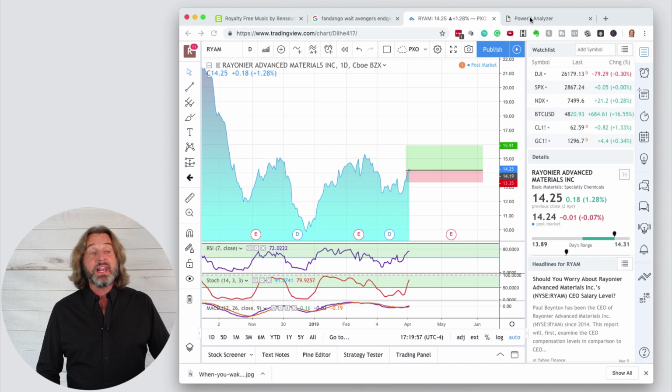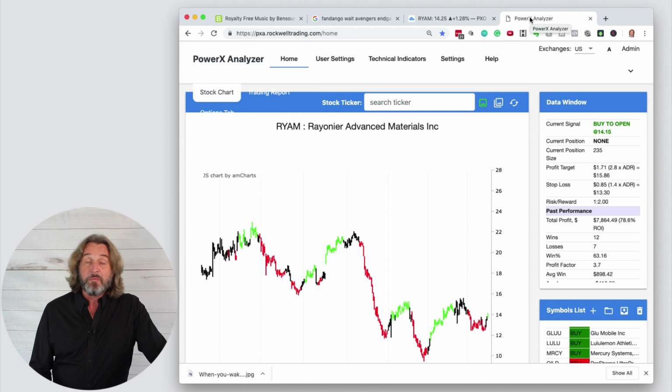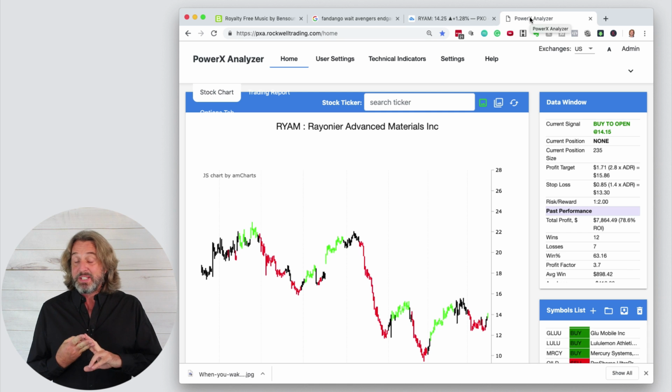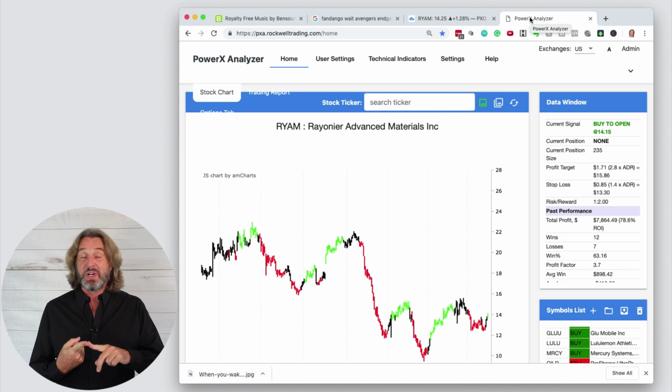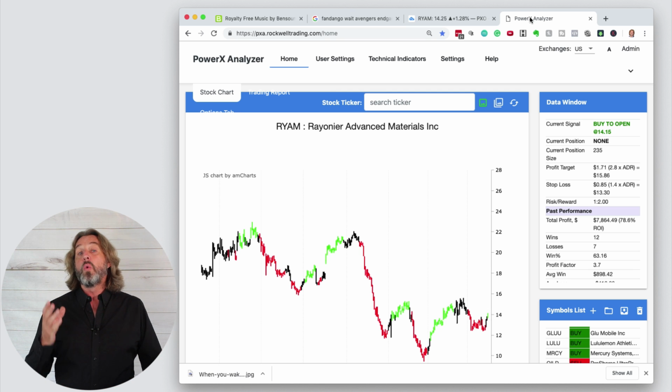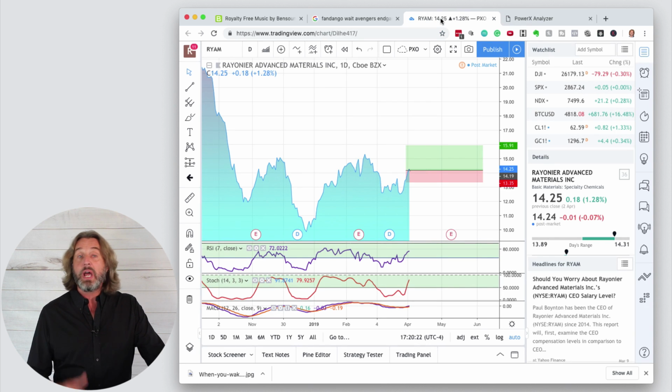So what are the tools that I like to use? Well, you've seen it over and over here again. The tool that I like to use is my software, the PowerX Analyzer. When trading, there are 3 things that you need. You need to know what stocks to trade, when to enter, and you need to know when to exit. Now, when it comes to exiting, you need to know when to exit with a loss and also when exactly you take profits. You can use a tool like TradingView.